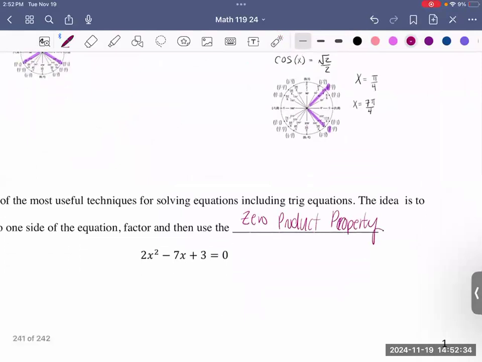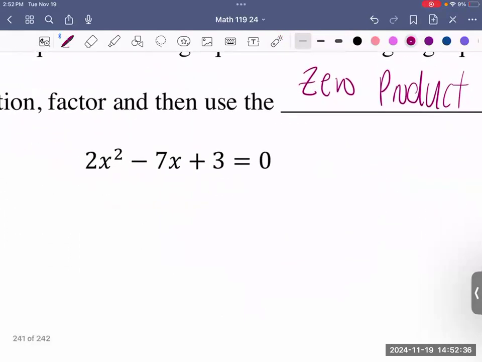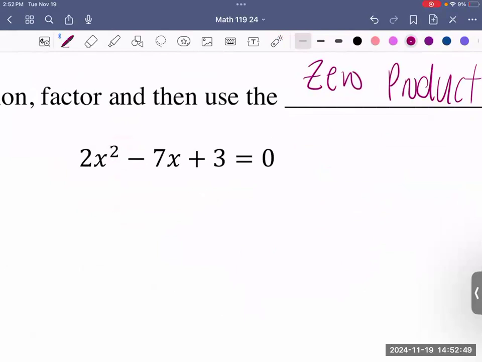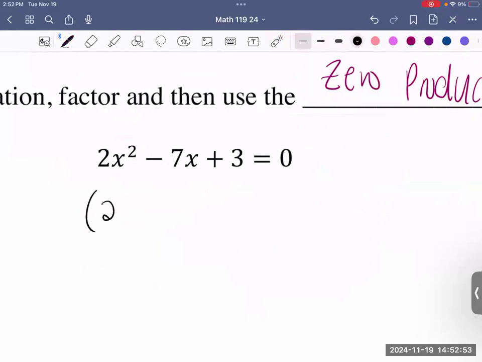So see if you can pause the video and try out this particular equation. So go ahead and factor. Notice that everything is already on one side. That's great. If they weren't, we have to pull everything over because we have a square here. So let's go ahead and factor. So when you factor, hopefully you got something like 2x minus 1 and x minus 3 is equal to 0.